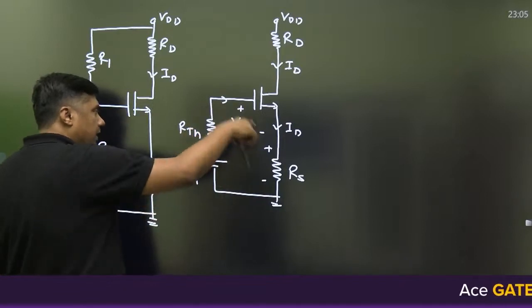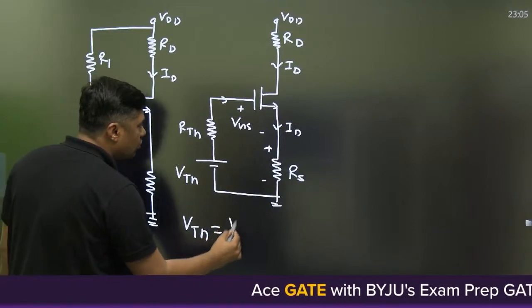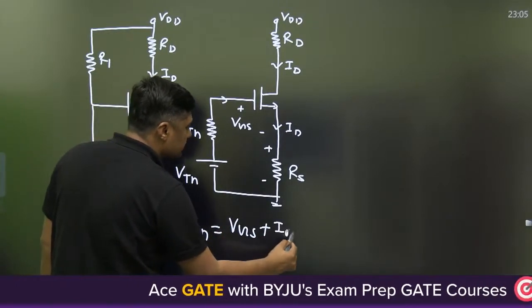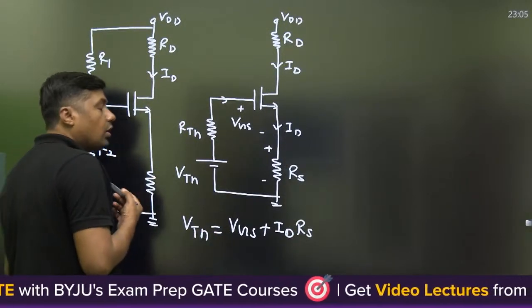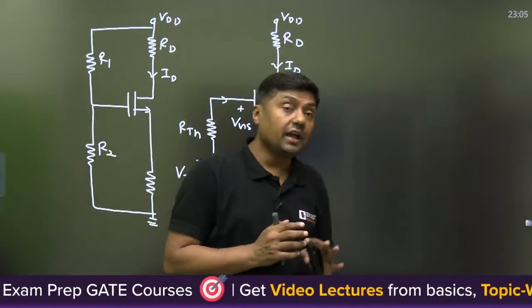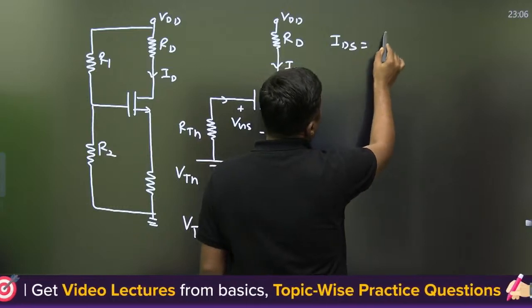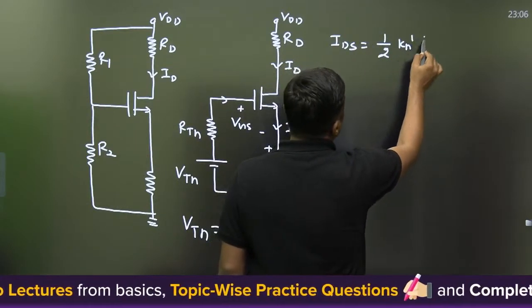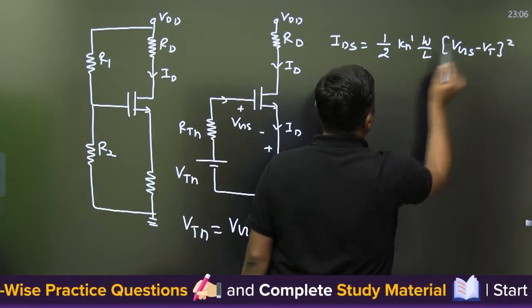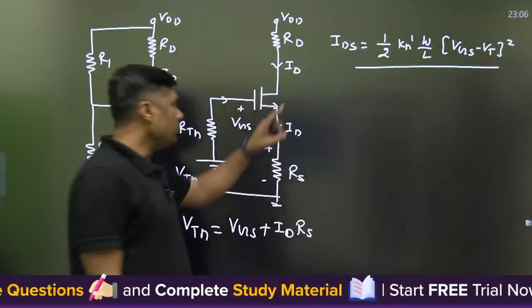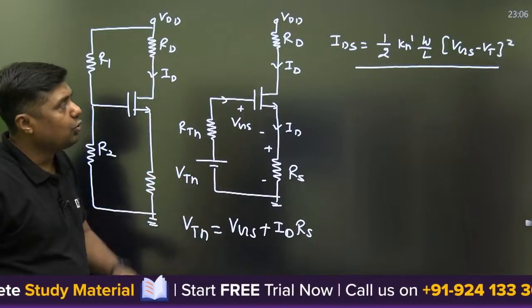Now you have to apply the KVL in this loop. When we apply the KVL in this loop, you will get VTH is equal to VGS plus ID into RS. What is the VGS? VTH minus ID into RS. But we do not have the value of the ID. Then you have to use the second equation. What is the ID in the saturation region? Half of K n' W by L into VGS minus VT the whole square. That is the value. From this equation and that equation, you can find the value of VGS and you can find the value of IDS.